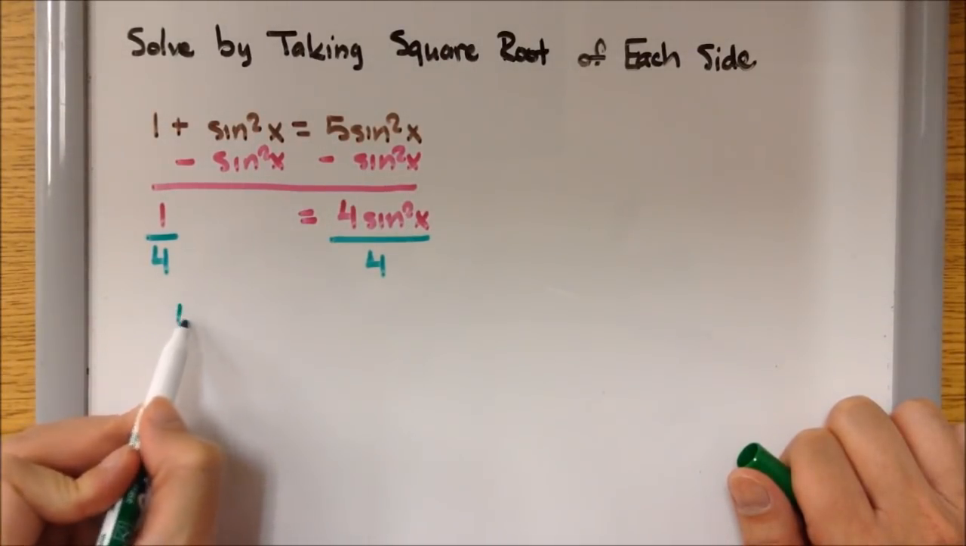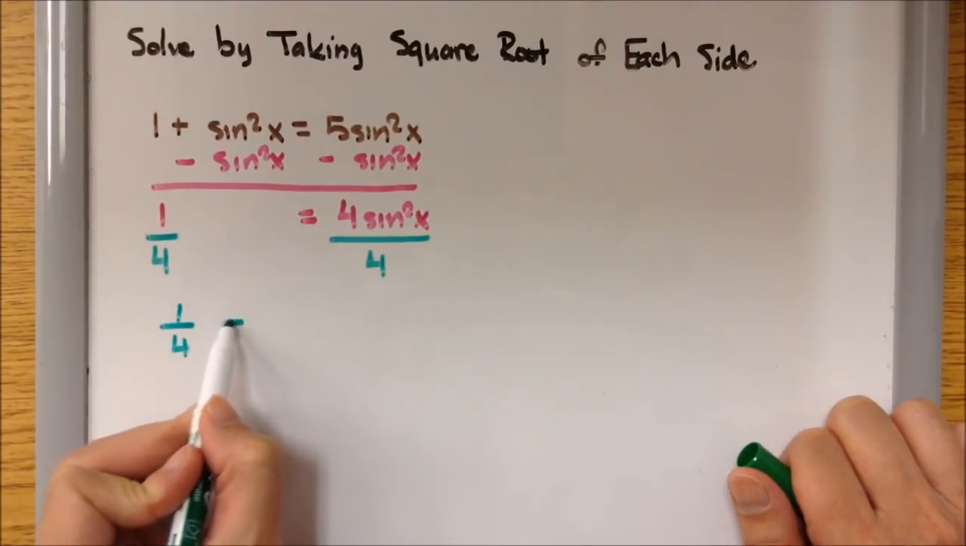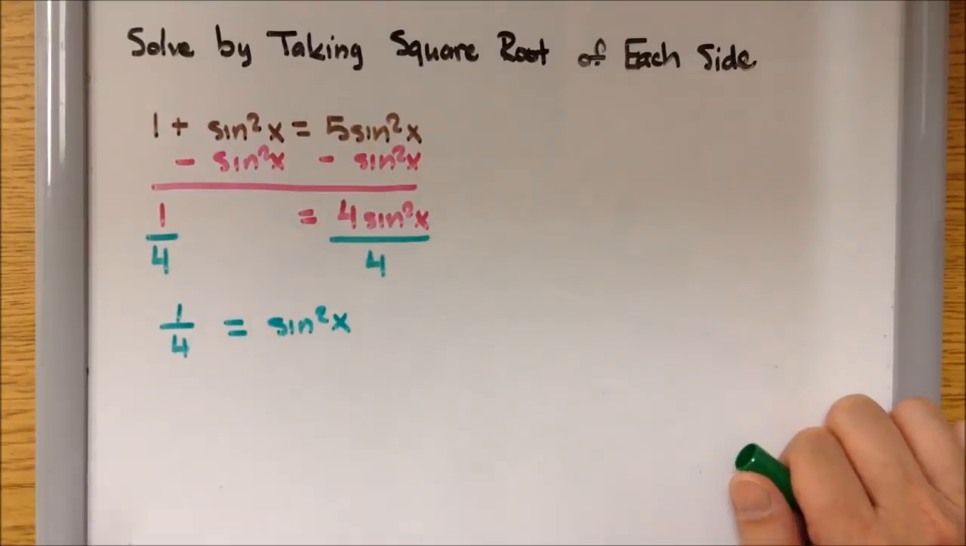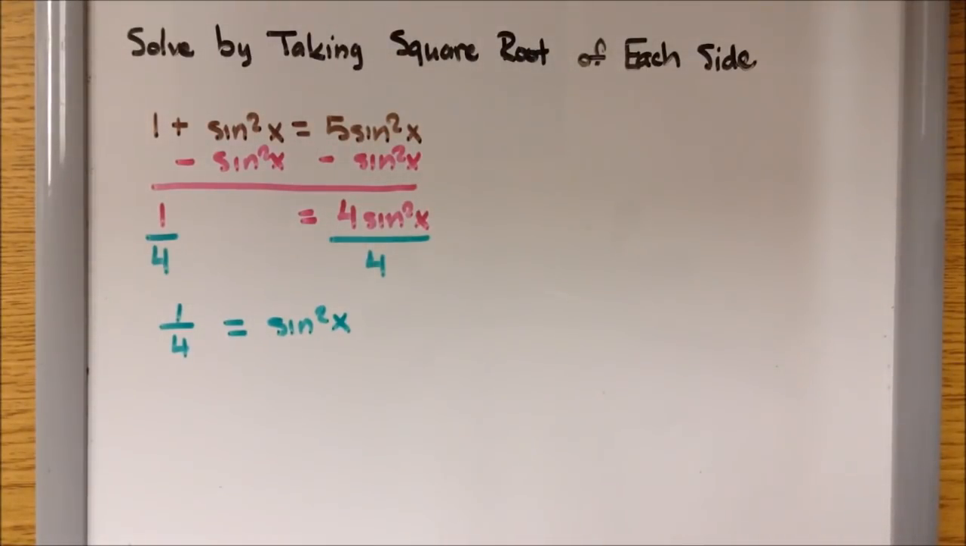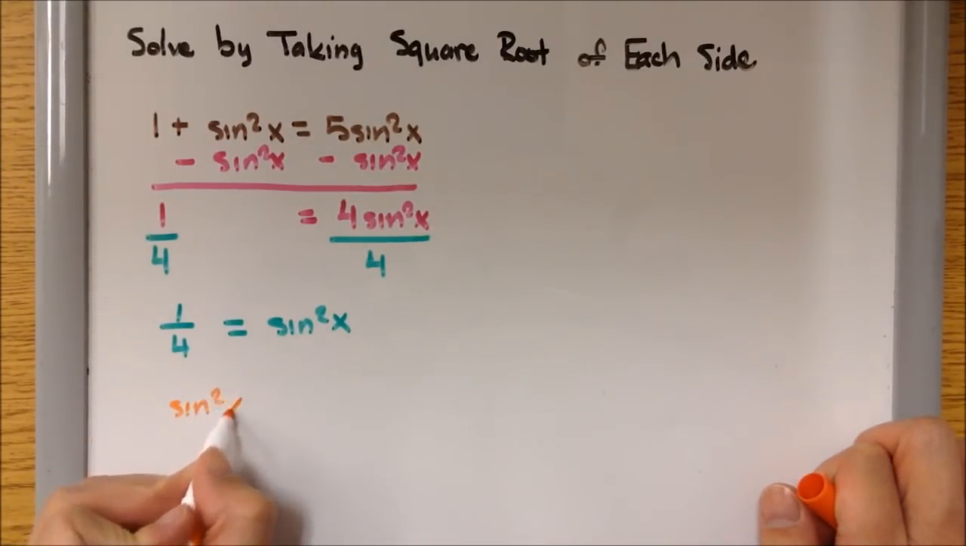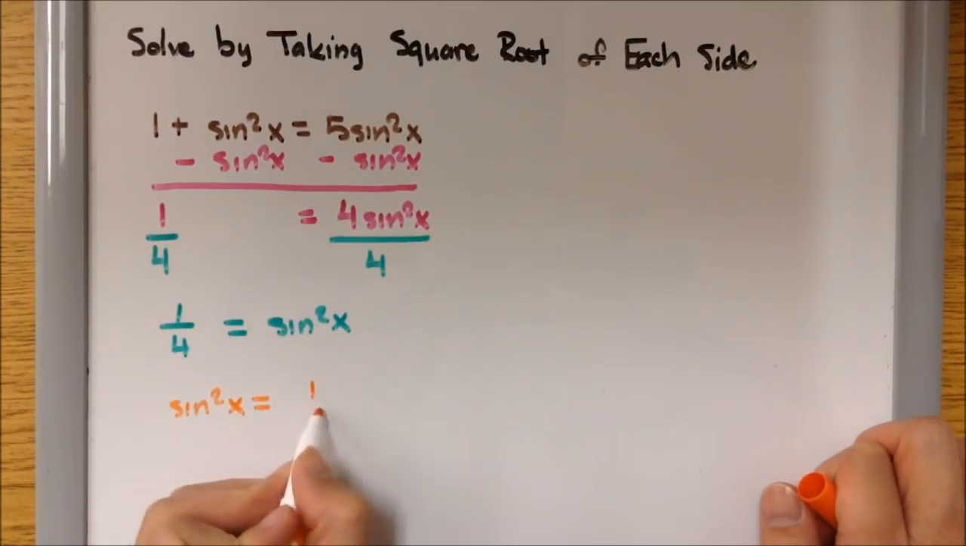So I'm going to have 1/4 equal to sine square of x. Now, what you can do is you can flip it since sine square of x is by itself now. So instead of 1/4 equals sine square of x, I'm going to write it as sine square of x equals 1/4.